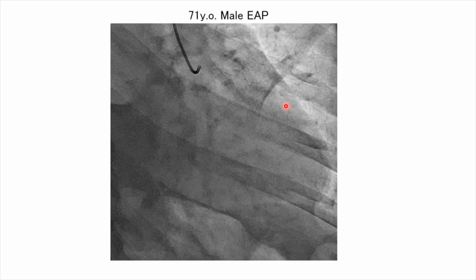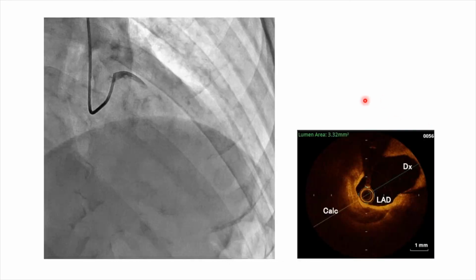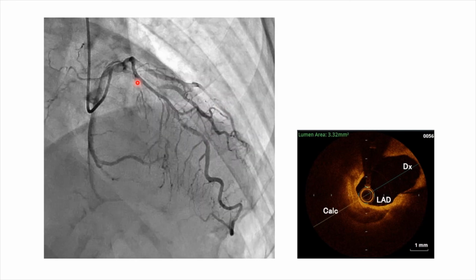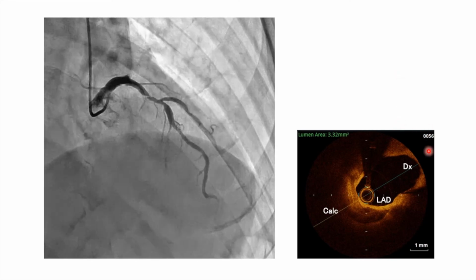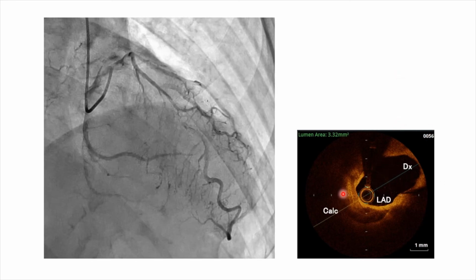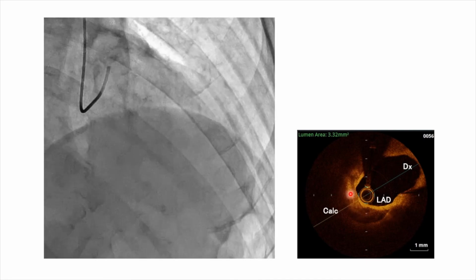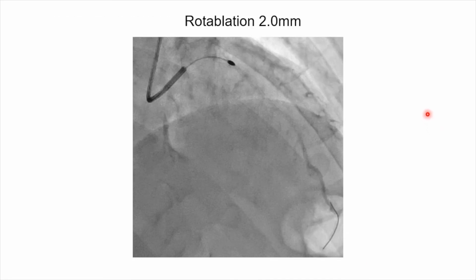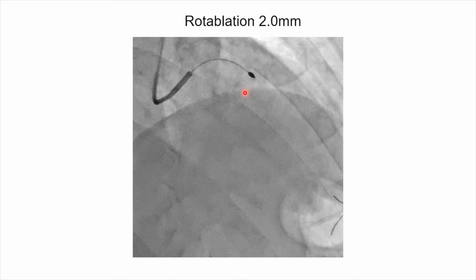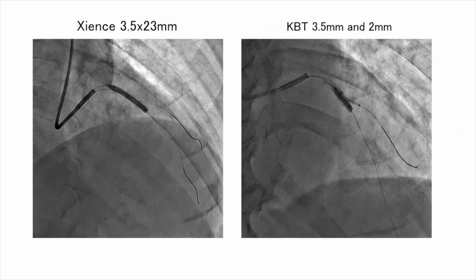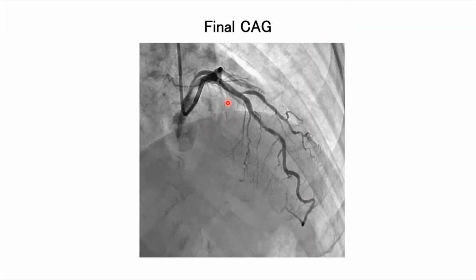You can see the severe stenosis in the LAD involving a diagonal branch here. OCT shows, at the opposite side of the diagonal branch, you can see the calcium here. We have done rotablation using a 2.0 mm burr like this. And then a Xience stent 3.5 by 23 was implanted to the LAD and finished with KBT using a 3.5 and 2 mm balloon like this. Final angiogram showed a beautiful result.